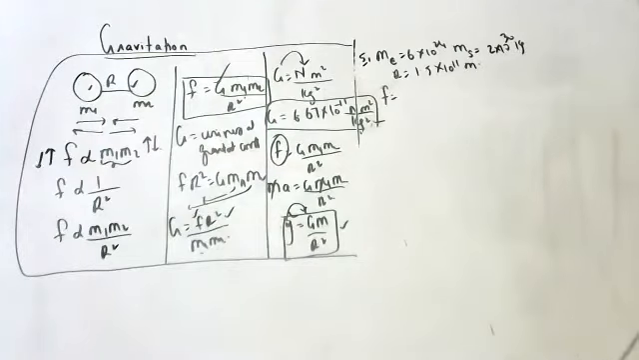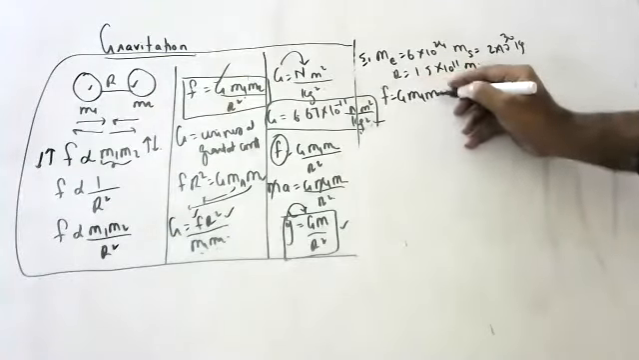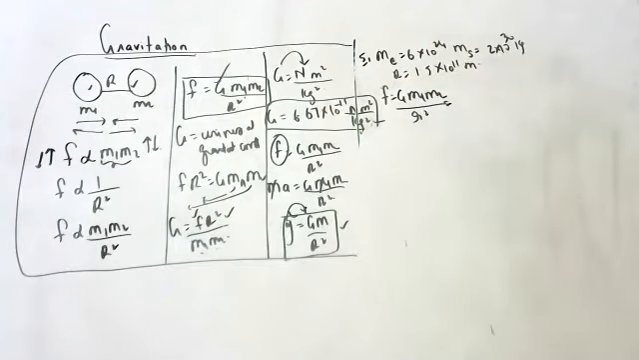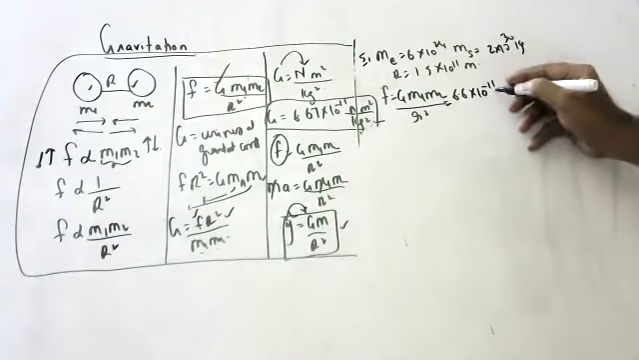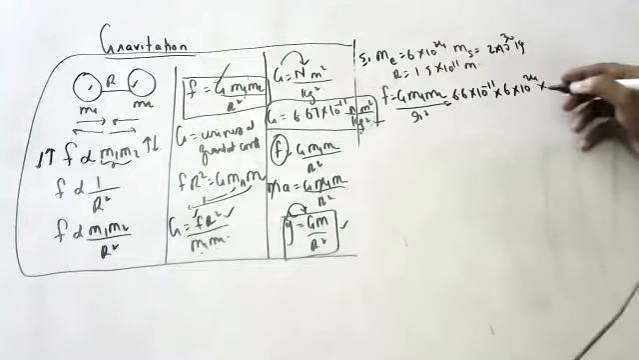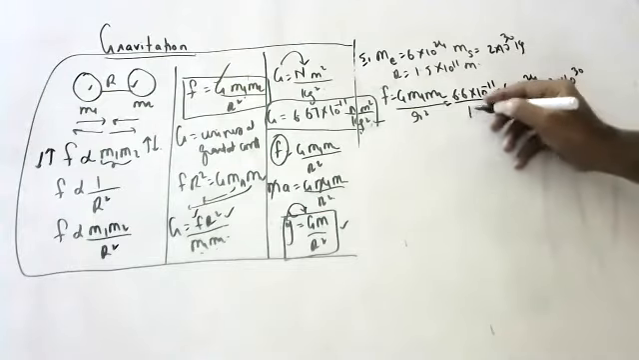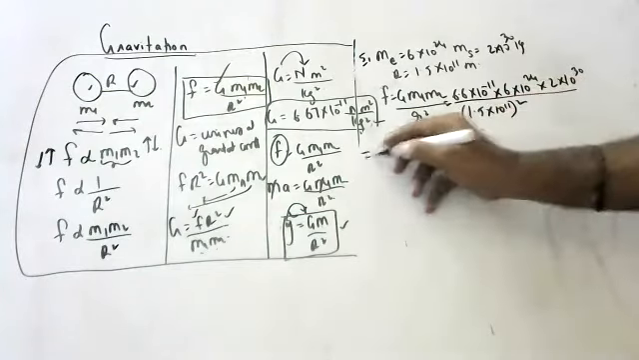Aisha, sir. Tell now. Very good. F is equal to G m1 into m2 by r square. Okay. 6.67 into 10 to the power minus 11 into 6 into 10 to the power 24 into 2 into 10 to the power 30 by 1.5 into 10 to the power 11 square.